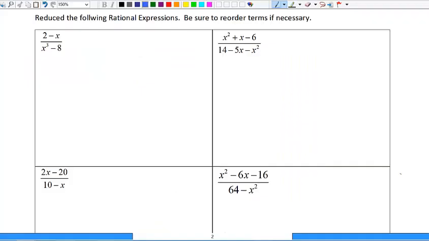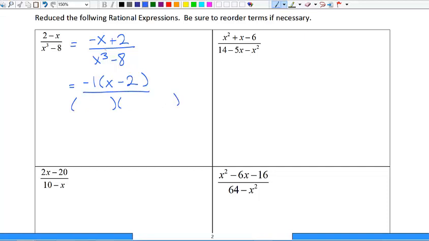So we have 2 minus x over x cubed minus 8. Notice that the 2 is in the front and the x is in the back, whereas the x is in the front in the denominator and the numbers in the back. That's not in the same order, so I'm going to rearrange the numerator to be negative x plus 2. In the numerator, I can factor out a negative 1, so that gets me x minus 2.